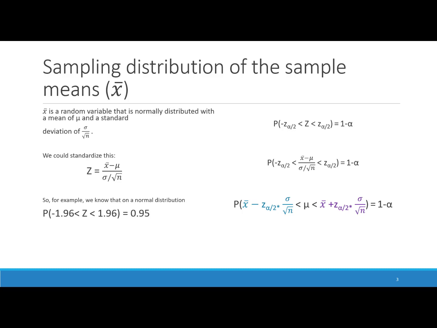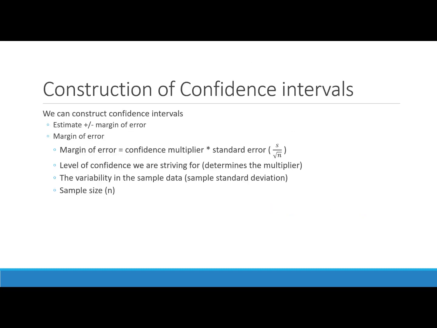And then once we rearrange the terms, we know that the lower limit of the confidence interval equals x bar minus z sub alpha divided by 2 times sigma over square root of n. And the upper limit equals x bar plus z sub alpha divided by 2 times sigma over square root of n. Again, remember that x bar is a random variable, the sample mean, and mu is a fixed but unknown value.